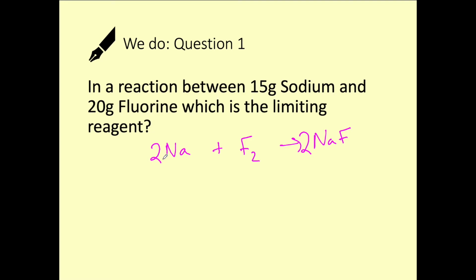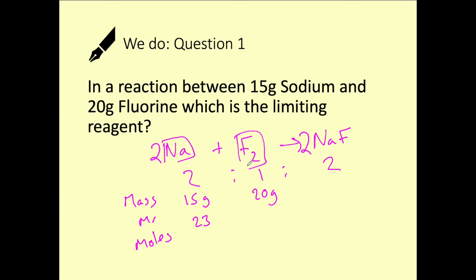So now you can do the next step of writing the ratio of the substances from the balanced equation. And so that's a 2 to 1 to 2 ratio. So pause the video now whilst you use the masses from the question and the MRs from the periodic table to calculate the number of moles of each of the substances. Okay, so our masses are 15 grams of sodium and 20 grams of fluorine. Our relative formula mass of sodium is 23, whereas our relative molecular mass of our fluorine molecule is 2 lots of 19, which is 38.